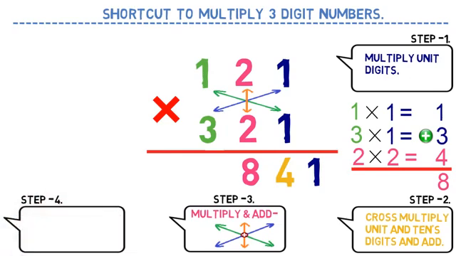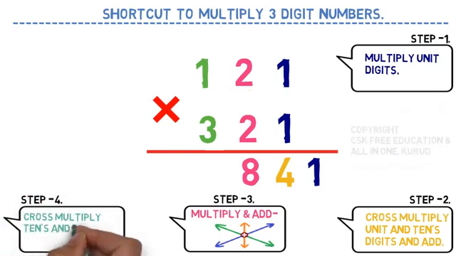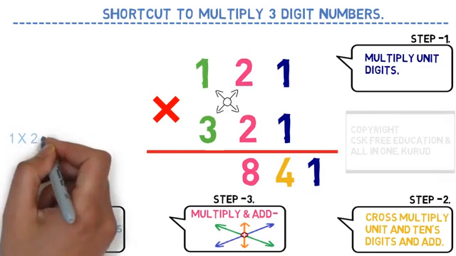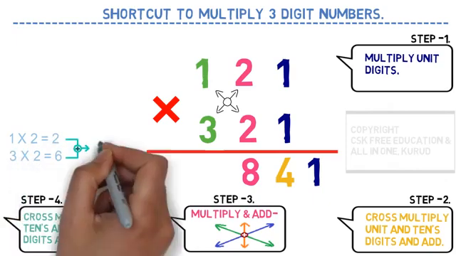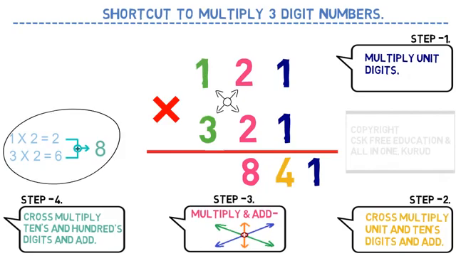Now let's move on to step 4. Step 4 is the multiplication of the tens digit and hundreds digit. So we have 1 and 2. 1 into 2 is 2. 2 into 3 is 6. The addition of 2 and 6 is 8. Now let's write it down.